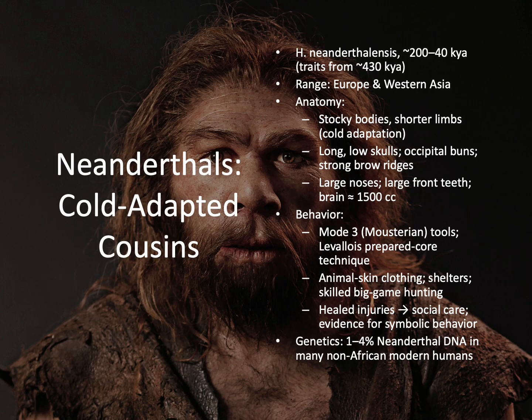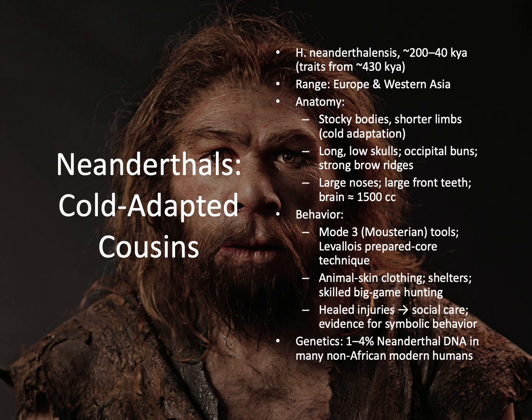We now arrive at one of the most recognizable groups in our evolutionary story, the Neanderthals, or Homo neanderthalensis. Neanderthals emerge as a distinct group about 200,000 years ago, with Neanderthal-like traits developing by about 430,000 years ago. They lived primarily in Europe and in Western Asia, and they were especially well adapted to cold, glacial-like environments.